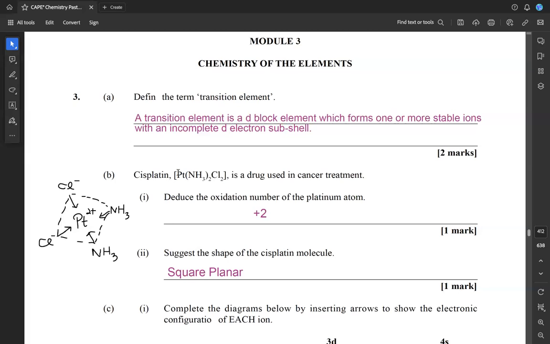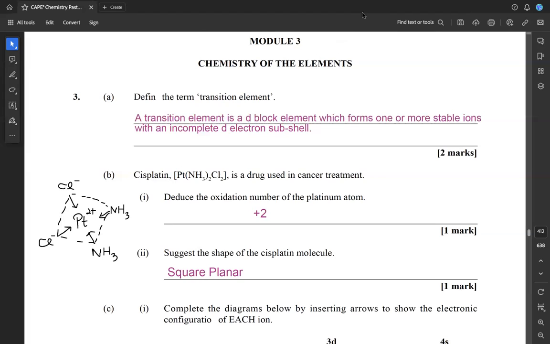And then moving on to part B now, they're asking us about cisplatin, which is a drug used in cancer treatment, and they give you the formula. Of course, they have their square brackets, which indicate that it's a complex ion of some sort. And in this complex ion, our metal is platinum, and then we have 2 ammonia ligands in it, and 2 chloride ligands in it, okay? So solely based off of this information, they're asking us to deduce the oxidation number of the platinum atom.